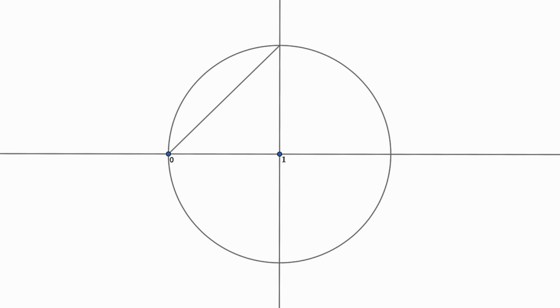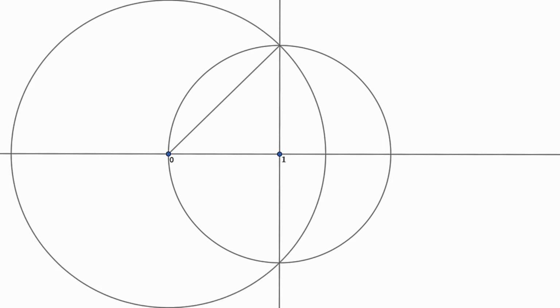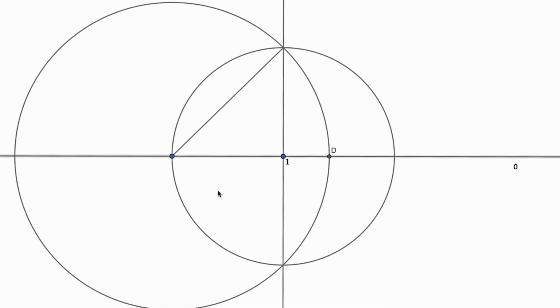If you want to be really explicit, we can take the length of this as the radius of our new circle centered at 0, meaning that this length from 0 to our point D at the end of the circle is going to be length square root of 2.